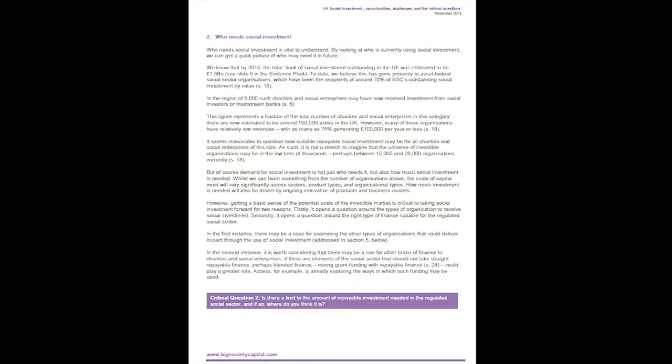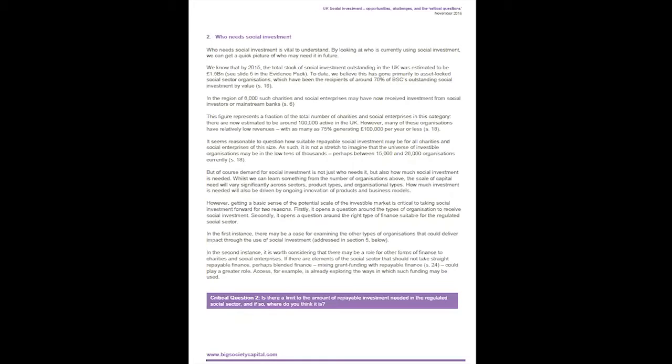The context of that question comes around our belief that social investment to date has primarily been to regulated social sector organizations or asset-locked social sector organizations, using where our capital has gone as a proxy for that. And when we examine the revenues of these organizations, typically we see that a majority of these organizations do have revenue of less than £100,000 per year, at which point it seems reasonable to question what proportion of these organizations may find repayable finance suitable. A quick analysis of that suggests that the investable universe may have an upper limit in the region of the low tens of thousands.